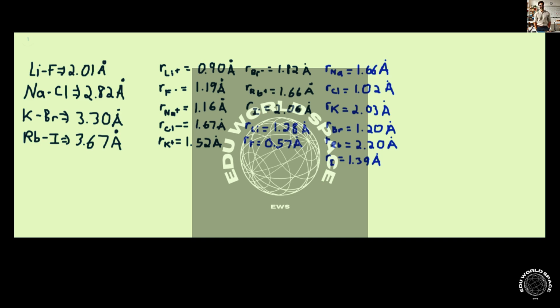For the first one, LiF, we're going to add 0.90 plus 1.19 angstroms, which is going to be equal to 2.09 angstroms for lithium fluoride.